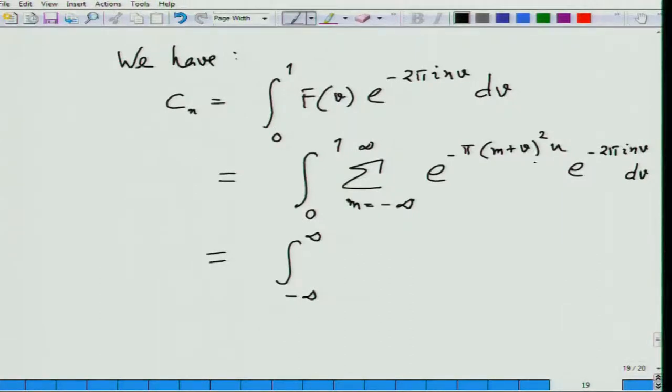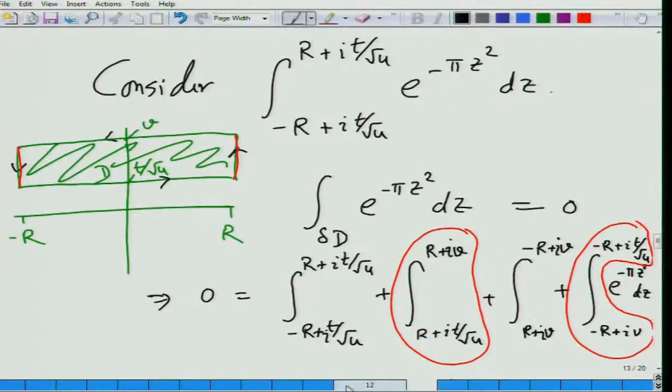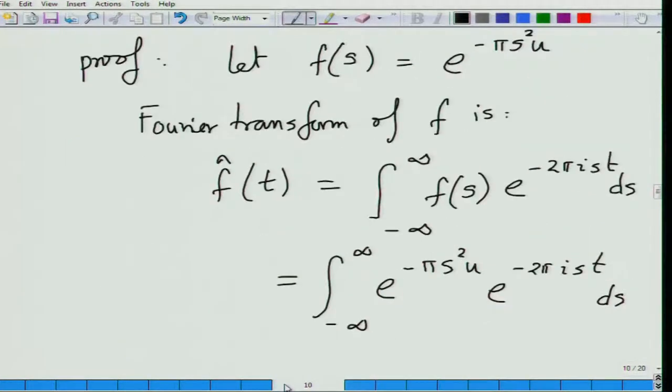And what happens to these? See, v was going from 0 to 1. Now, I will make v go from minus infinity to plus infinity. What happens to this? Is this making sense here? How is the Fourier transform defined?